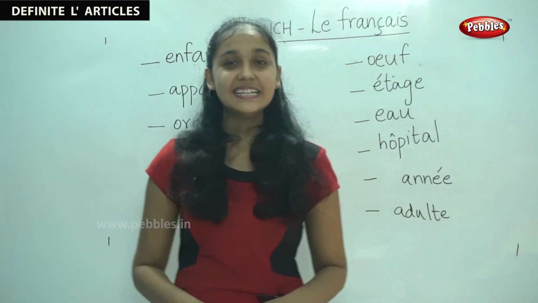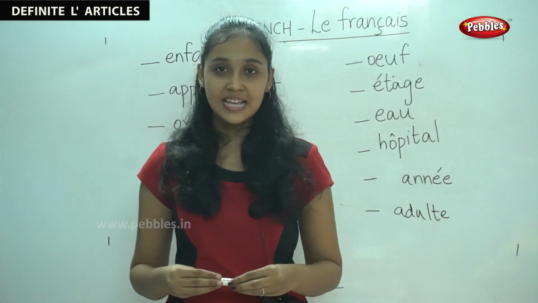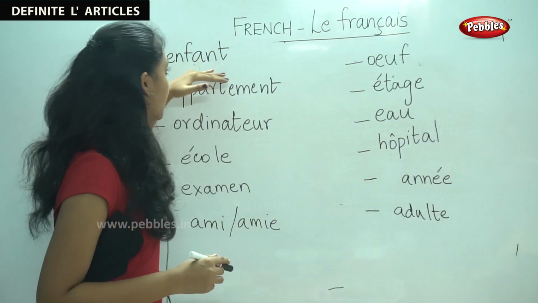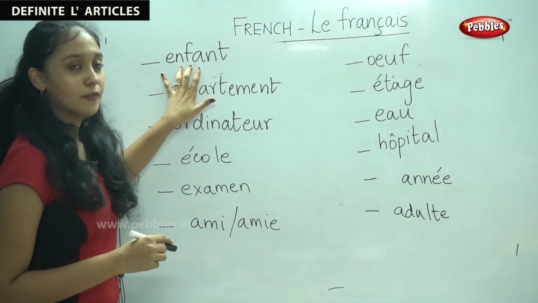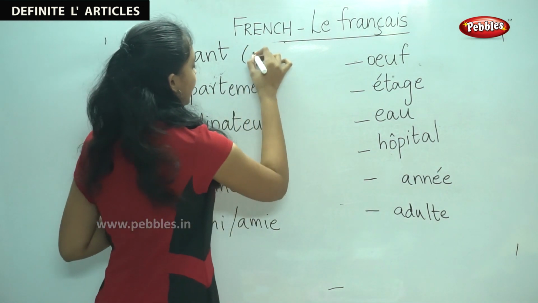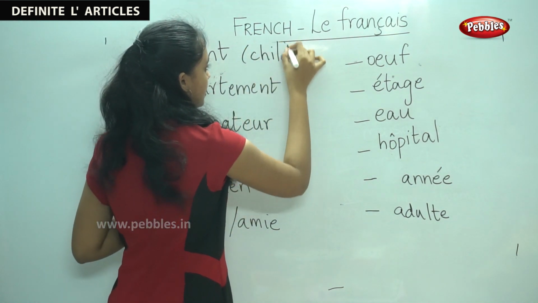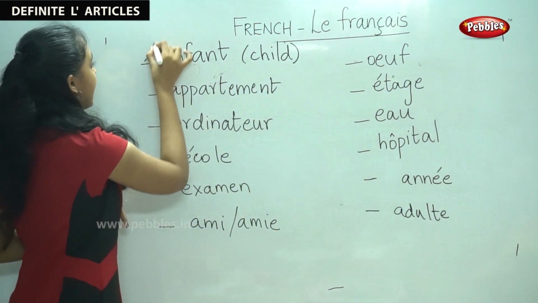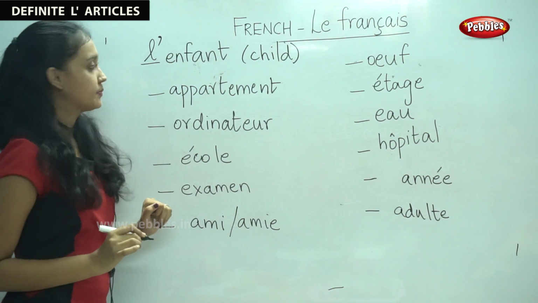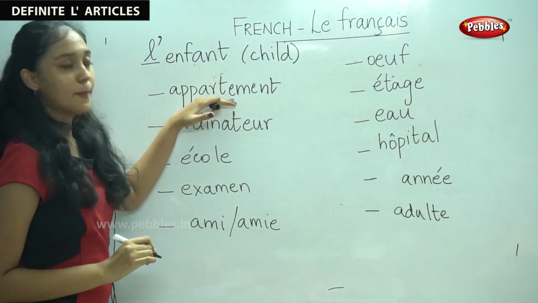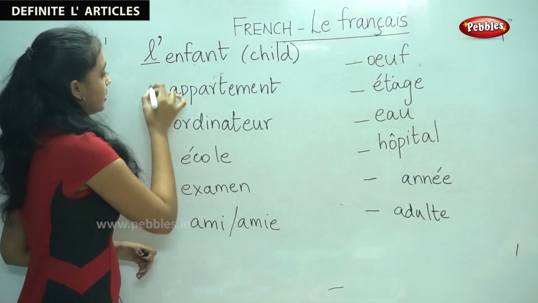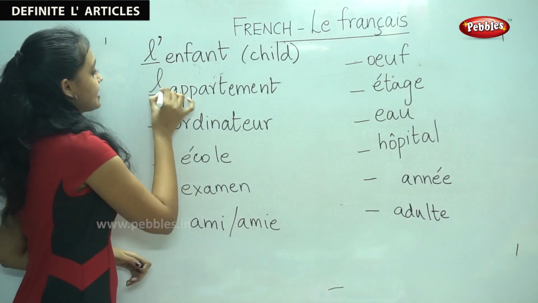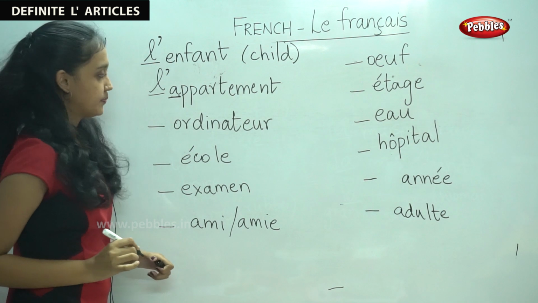Now let us see some examples of nouns that take the article L apostrophe before them. For example, the word enfant. It means child. Since it begins with a vowel, we place L apostrophe. The next word is appartement. Since this also begins with the vowel A, we place L apostrophe before it.